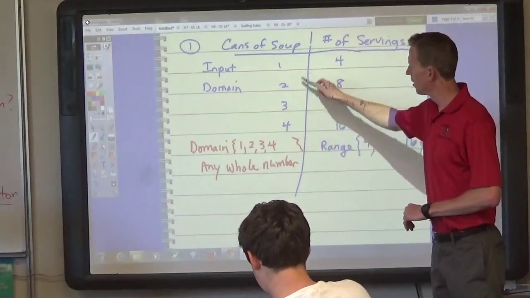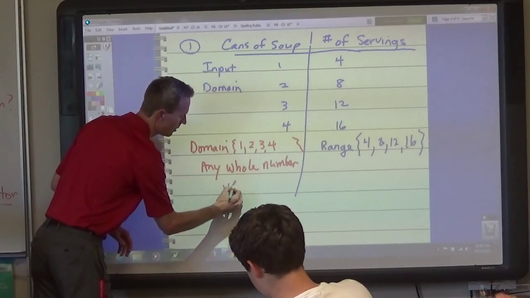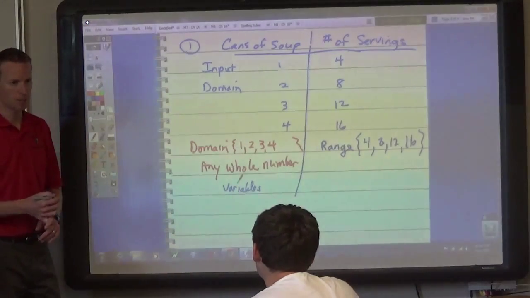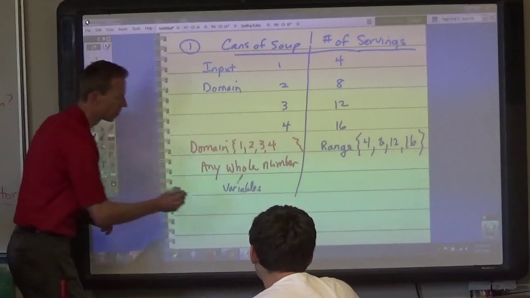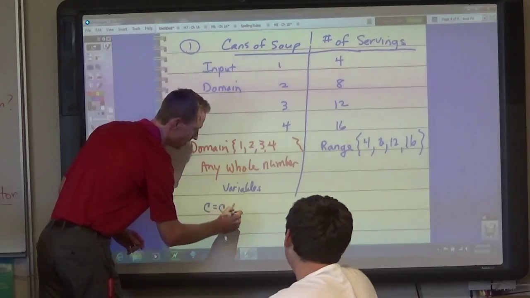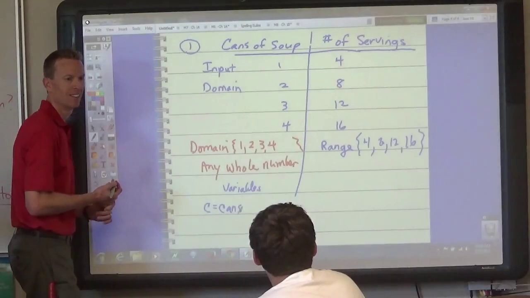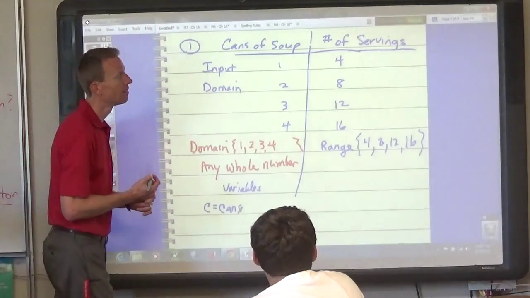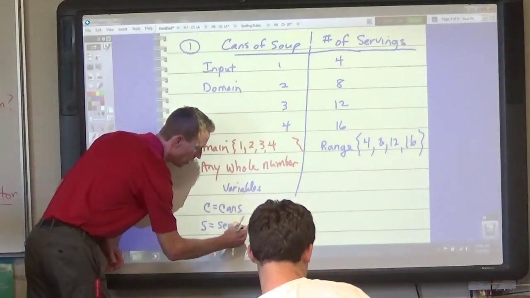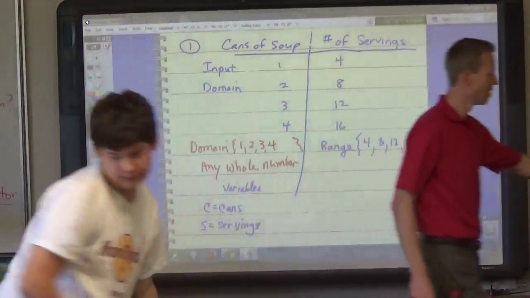Now, let's write a function rule. So what we have to have is variables. What are our variables? Letters, actually. So we have to define those. C equals number of soup cans. C is cans, number of cans. And what else do we need? S, for serving. S equals servings. How many soups can I eat? Now, let's write our function rule. Oh, yay. We'll come back to that later.